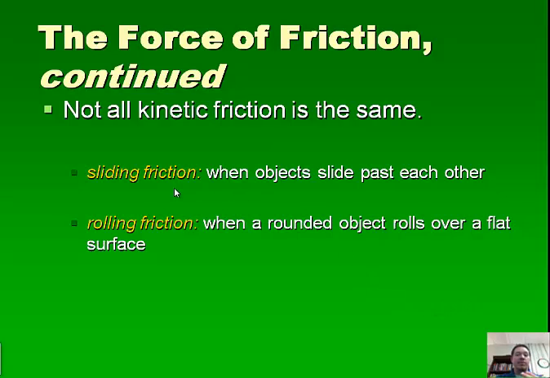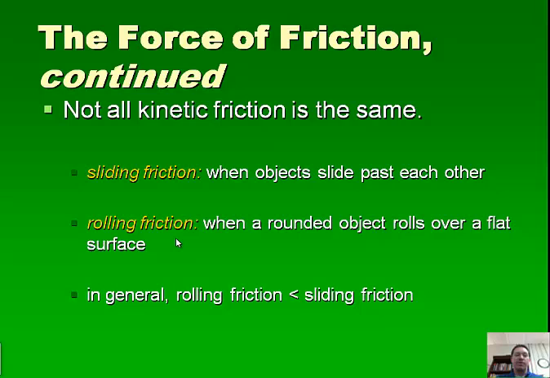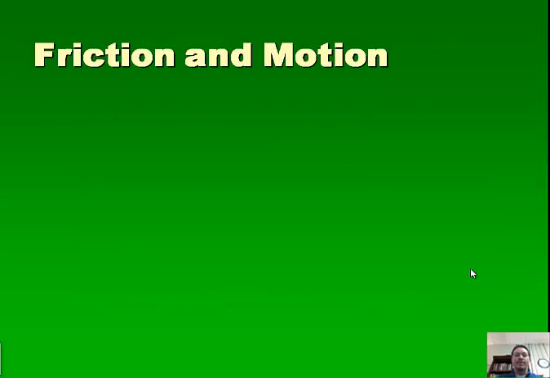Sliding, when an object slides past. Rolling, when a rounded object rolls over a surface. So that would be rolling friction. And typically, if we have an object that's the same weight, we can obviously tell that rolling friction is a lot less. So it's easier to roll something than to push it or slide it across the floor in most cases. So that's why sliding friction is greater than rolling friction.